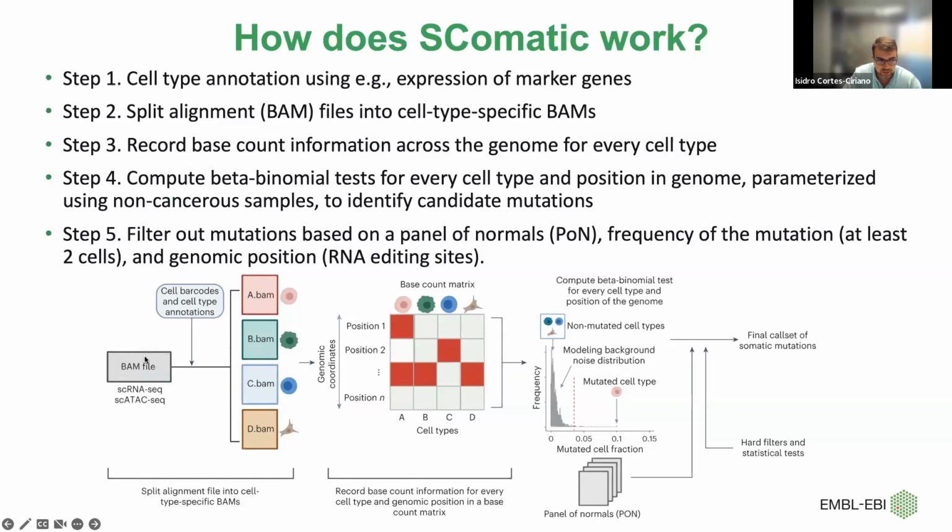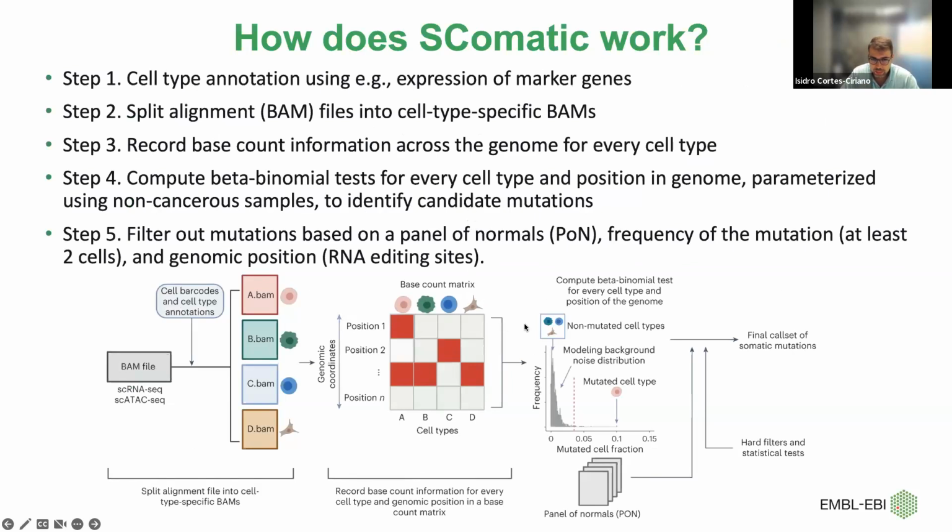So we split the sequencing reads into different files, and in each file we only have the sequencing reads originating from cells of the same type. Next, for every position in the genome, we record the base count information. So basically we record how many reads support each of the bases, and we do this across the genome and for all cell types. And then using non-neoplastic samples, we determine the error rate. To do that, we use a beta binomial.